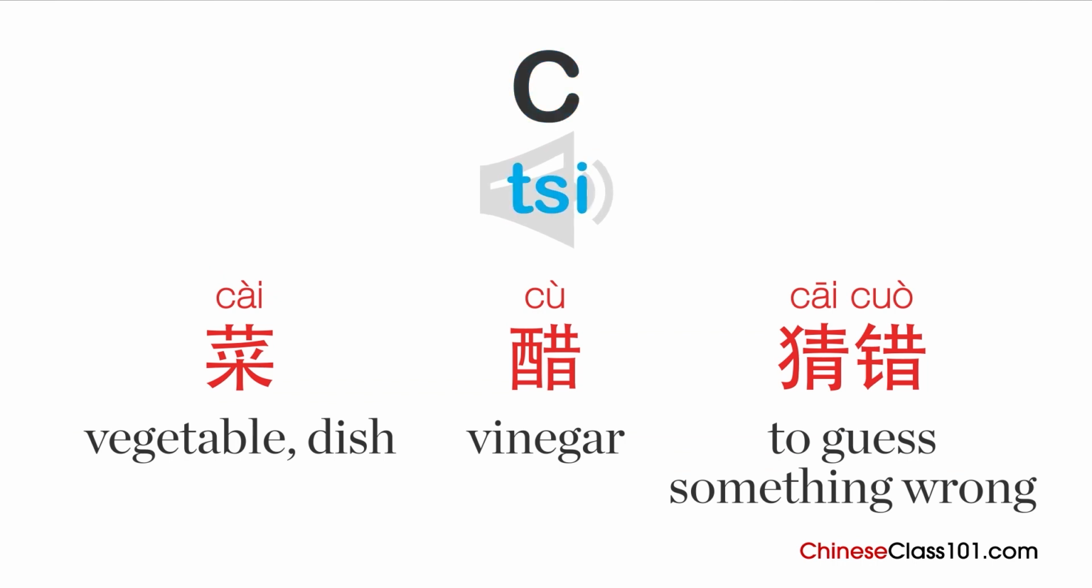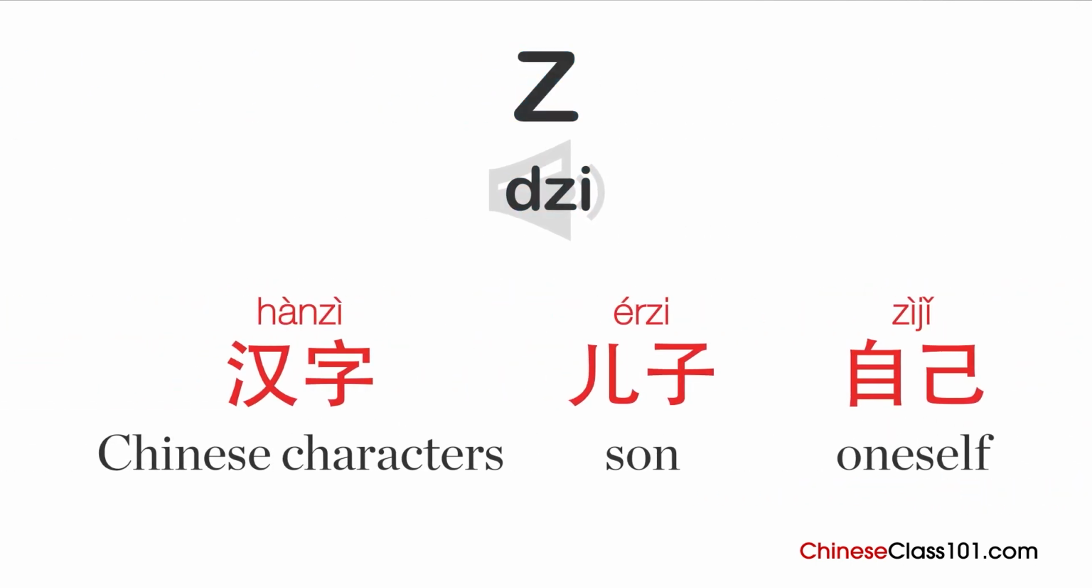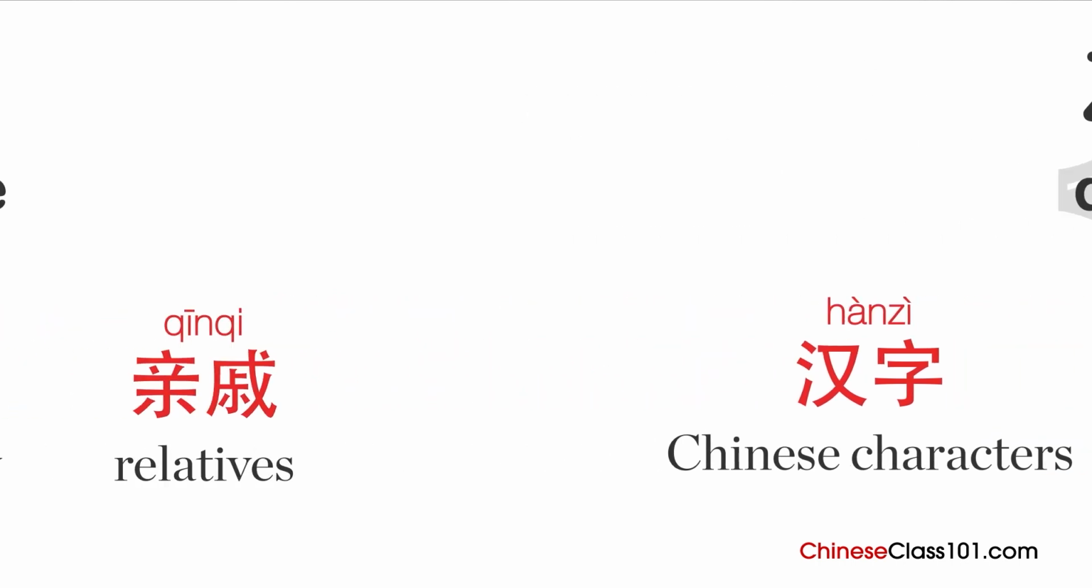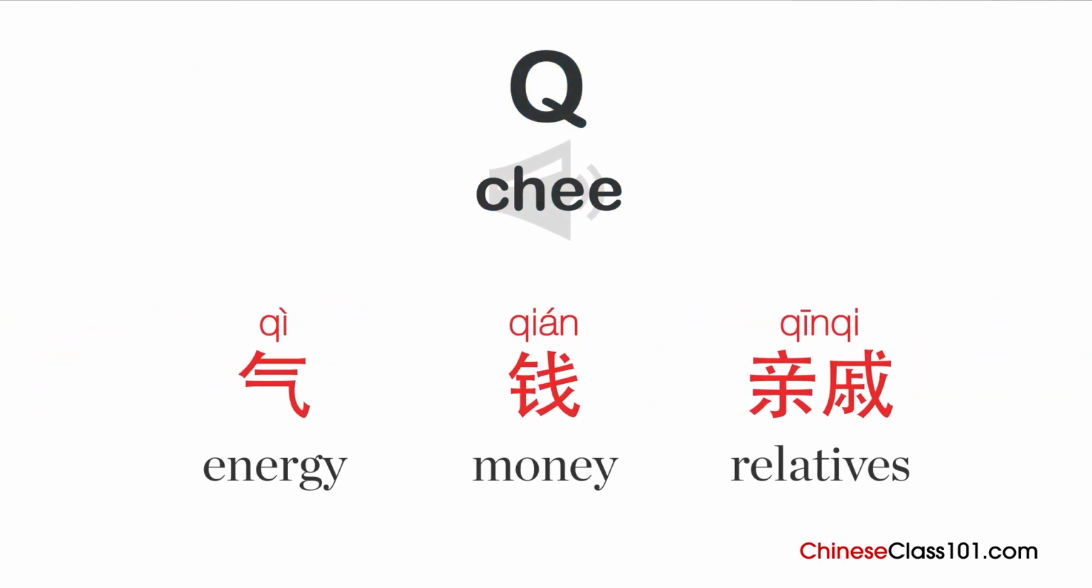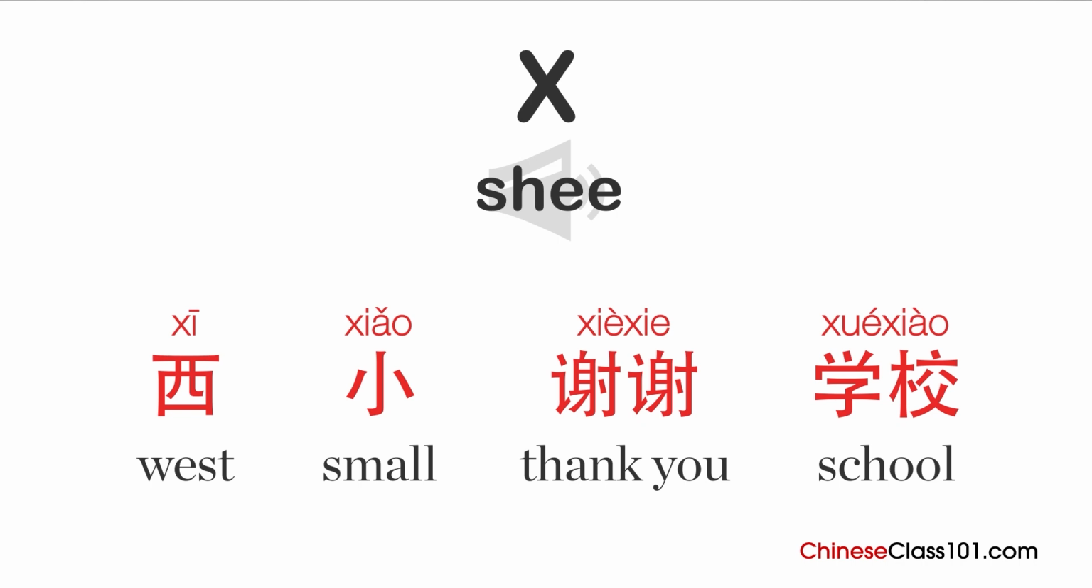C sounds like ts, as in cài, vegetable or dish. 醋, vinegar, and 猜错, to get something wrong. Z sounds like z, as in 汉字, Chinese characters, 儿子, son, 自己, oneself. Q sounds like 气, but with a flat tongue and a flat mouth. For example, 气, energy, 钱, money, 亲戚, relatives.